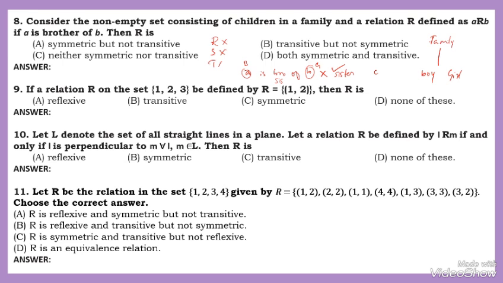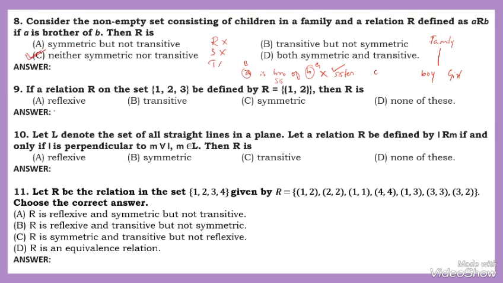The property does not hold. Therefore, the answer is neither symmetric nor transitive, because in any one option there is no reflexive property given. That's why it is neither symmetric nor transitive. Option C is correct.